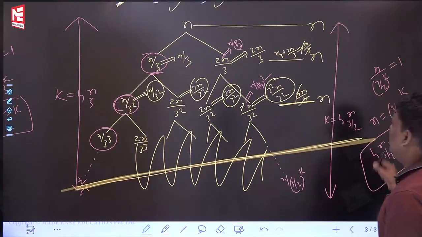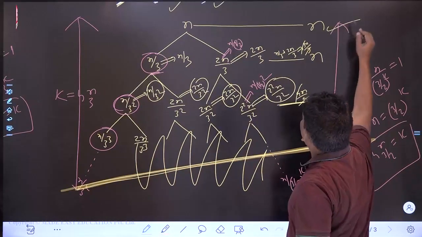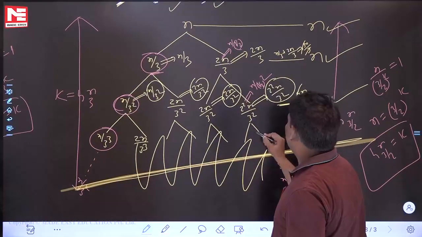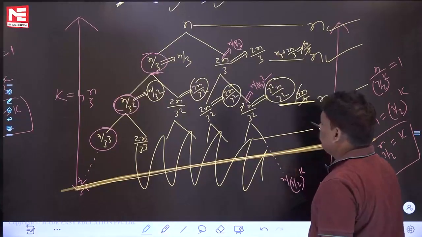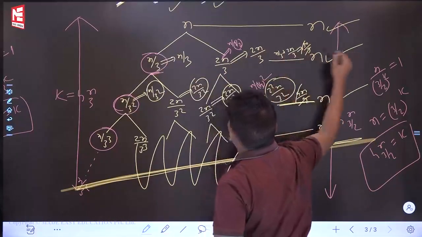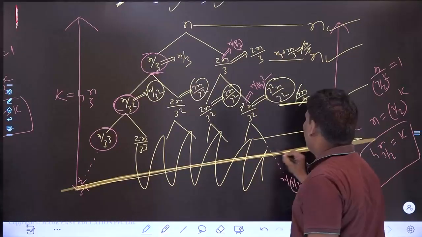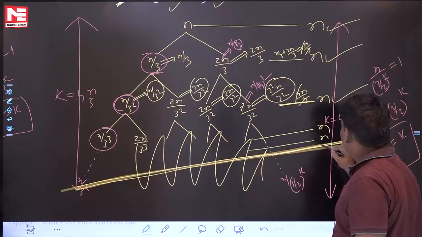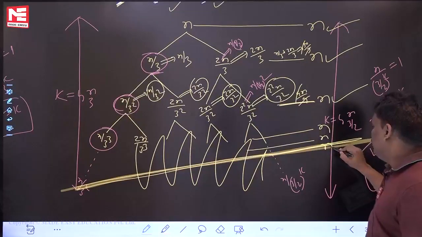Left height is log n base 3, right height is log n base 3 by 2. That's okay. First level cost n, second level cost n, third level cost n. Can you say fourth level cost n? You have to add all, then you get n. This level costs n, that is okay. What is the cost of this level? This is also n. Right, it is also n.